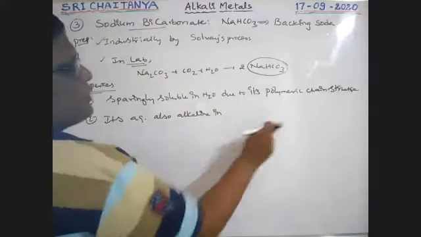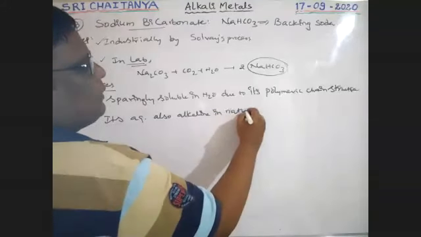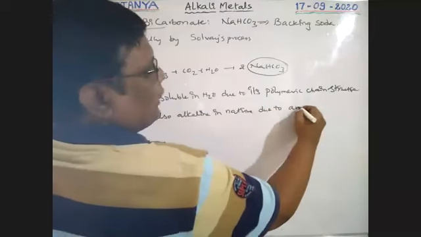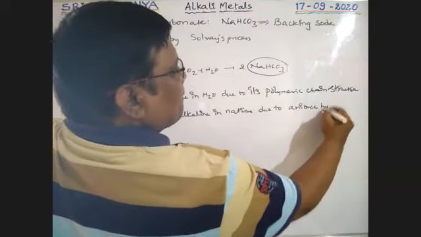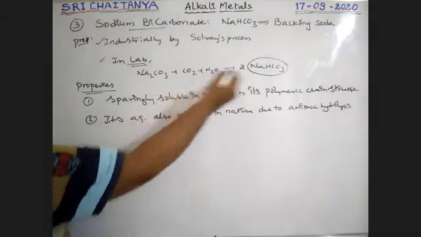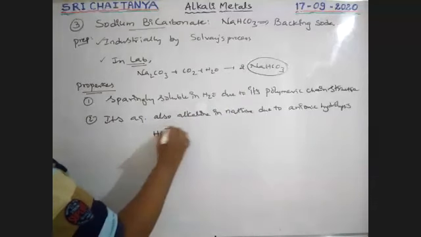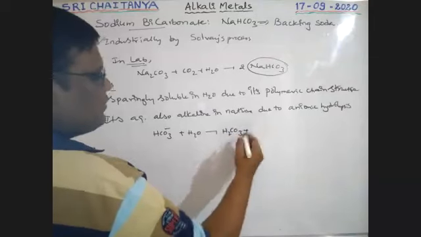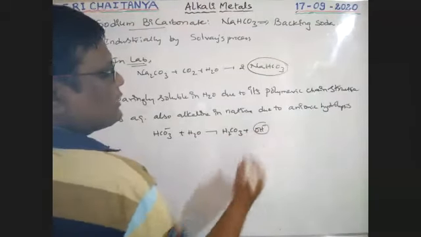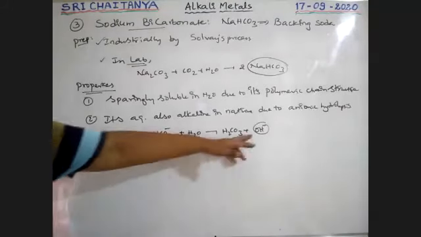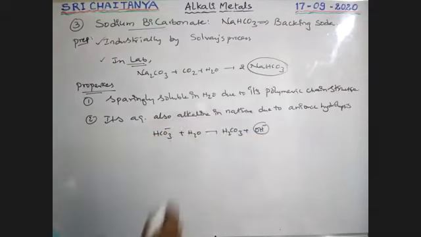Its aqueous solution is also alkaline in nature, due to anionic hydrolysis. What is that anion? In NaHCO3, the HCO3 minus reacts with water and gives H2CO3, a weak acid, and free OH minus ions come out. That's why it is anionic hydrolysis, and the aqueous solution is alkaline in nature.